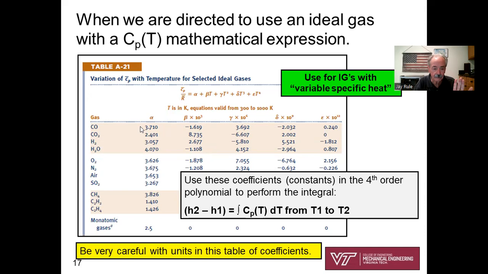But let's look at this a little bit. So this table A21 gives you a bunch of coefficients, alpha, beta, gamma, delta, and epsilon for a fourth order polynomial expression. So this gives you the formula. It discloses the formula for you to go in and integrate by hand to get a numerical result, integrated from 1 to 2. This can be tedious, but you can do it.